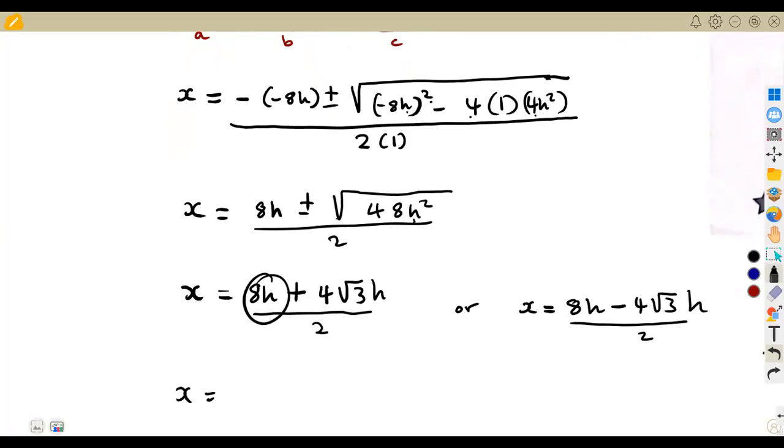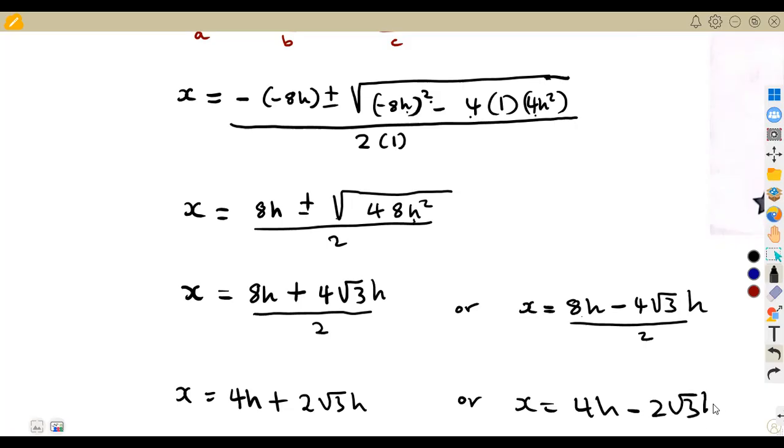So if we divide by 2 here, what are we going to have? That is the question. 8 divided by 2, that is going to be 4h. 4 divided by 2, which is going to be 2 square root of 3h, okay? You do the same thing here. x is going to be 8 divided by 2, which is 4h, minus 4 divided by 2, which is going to be 2 square root of 3h, like that.